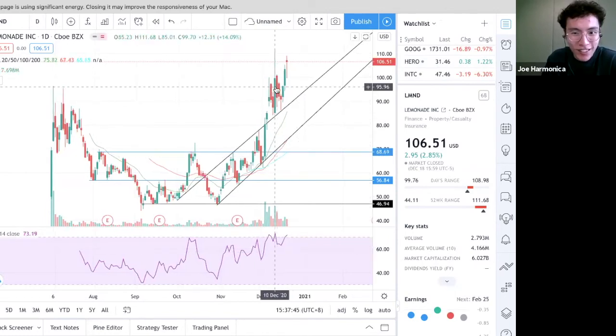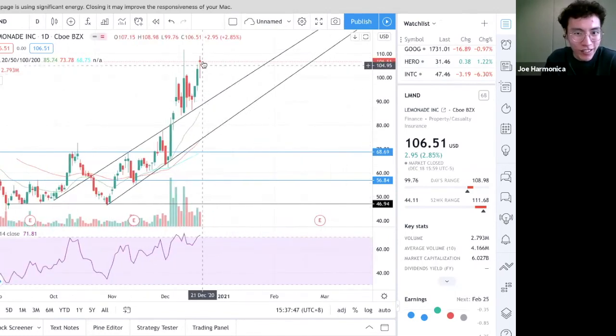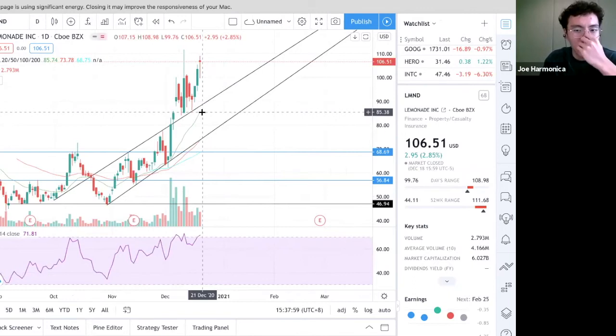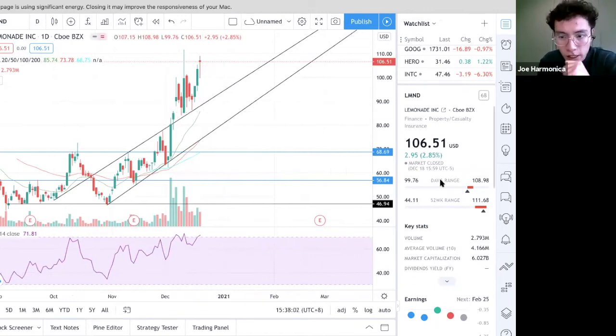For me, my analysis on Lemonade is that right now the stock price is too high. I will wait for it to rebound down back to this black line, or preferably back to EMA 20. That will probably be my next entry. Okay, good. Any more stocks? Type it in. If not, I will look at Han Yang's question.